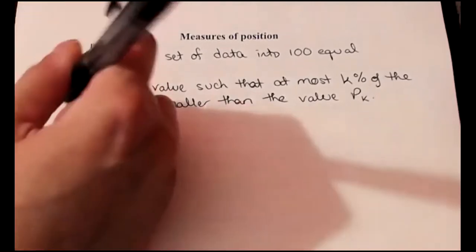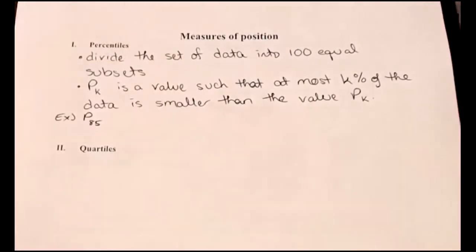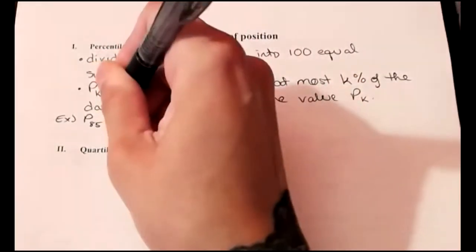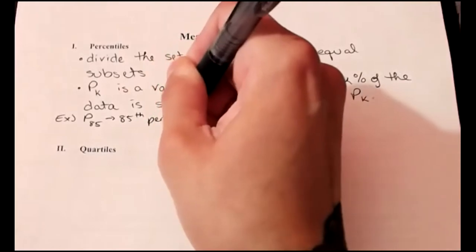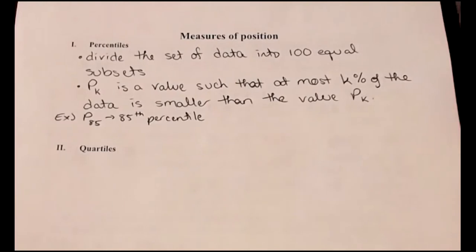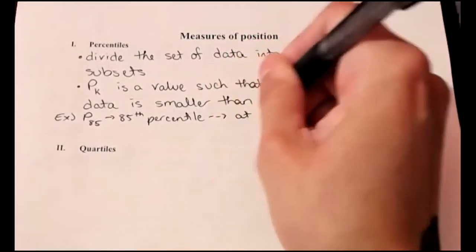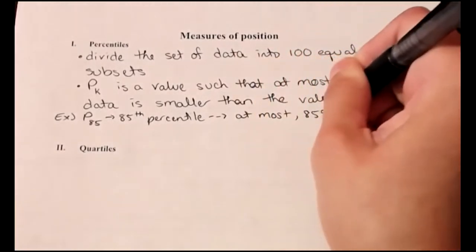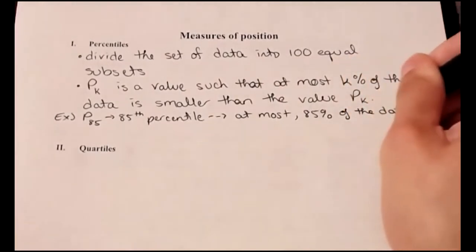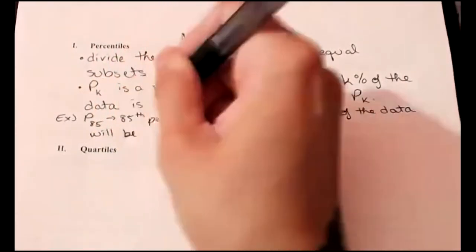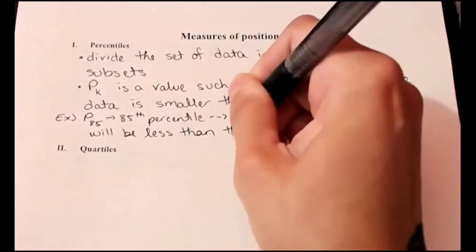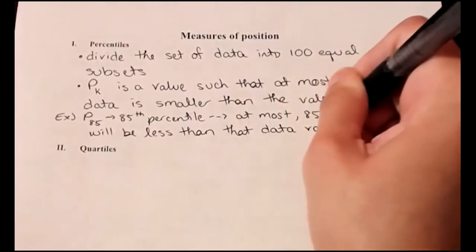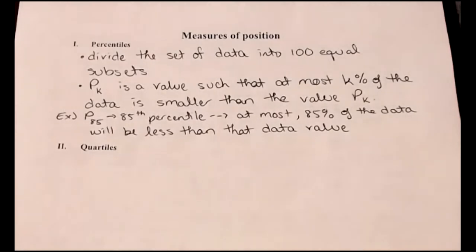As an example, let's say that I wrote P sub 85. What this is referring to is the 85th percentile. This also states that at most 85% of the data will be less than that data value. Because remember, it's a measure of position. So if this particular data value is in the 85th percentile, P sub 85, that means that at most 85% of the data will be less than that data value. It refers to a specific position in the data.